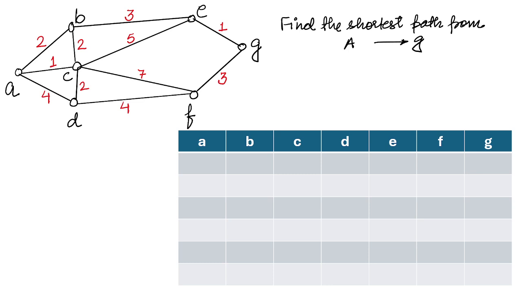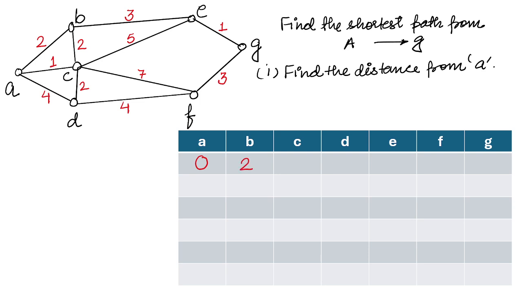So what is the distance of vertex A from A? It is 0. Then what is the distance of vertex B from A? 2. Then vertex C from A, it is 1. Then vertex D from A, it is 4. Then what is the distance of vertex E from A? They are not at all connected, in the sense that they are not adjacent, and hence I cannot give anything. So I give infinity. Likewise for F and G.